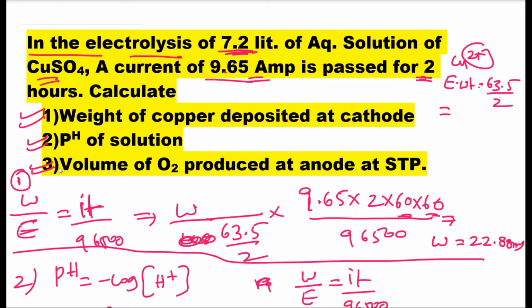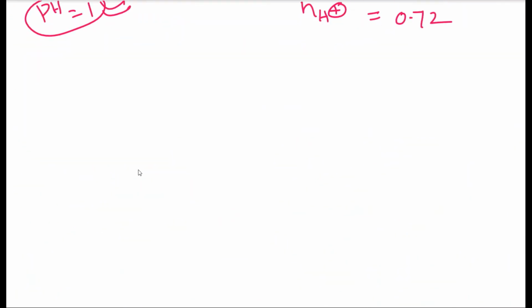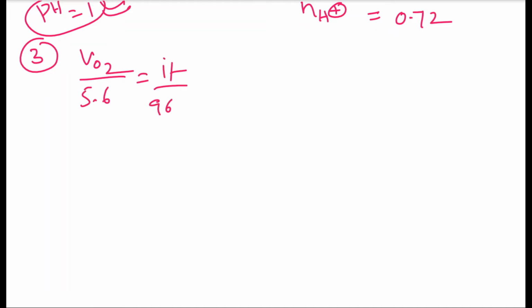And what about the third one? First one, second one, third one. What about the third one? Volume of O2 produced at the anode at STP. How to calculate the third one? I already told you the sequence formula. Again, don't get confused. Volume of O2 by 5.6 is equal to I T by 96,500. This I already told you, the sequence formula.